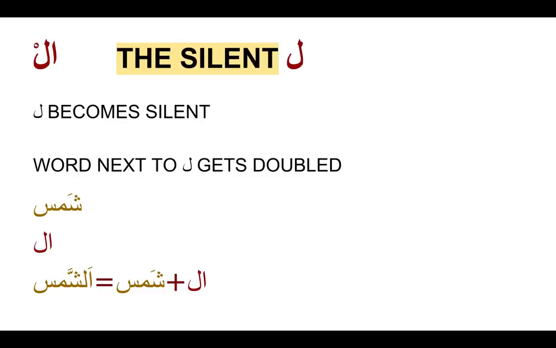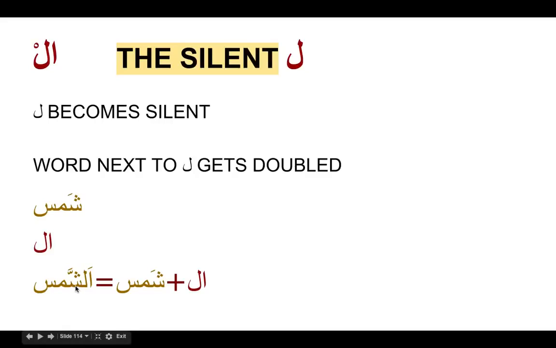Exactly the same way, here we have a silent lam. The sound of lam is not produced. For example, I've given here, when you write shams and you have al, when you combine them, shams means sun and al-shams means the sun. So if you see here, when al comes with shams, the sound of lam becomes silent. It becomes ash-shams. So the al is written, but it becomes silent, and the sound of sheen is doubled. This is ash-shams, so twice.